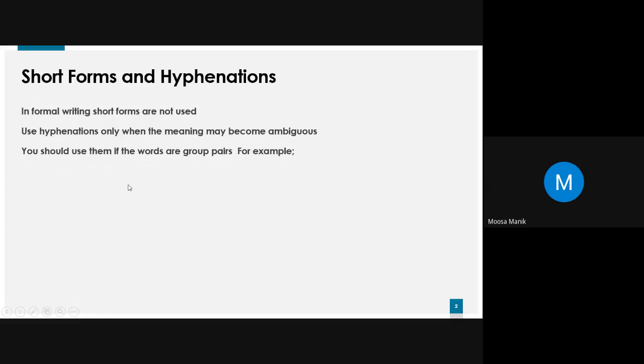You should use them if the words are grouped in pairs. Like, for example, I have given you some of the examples here.